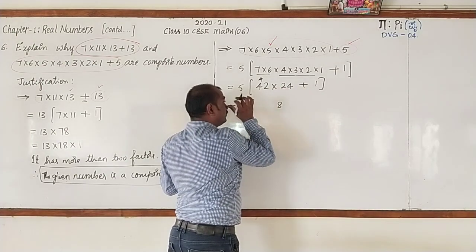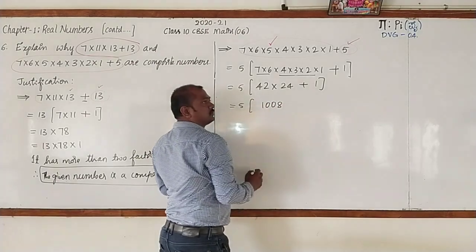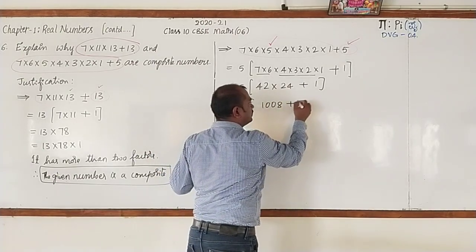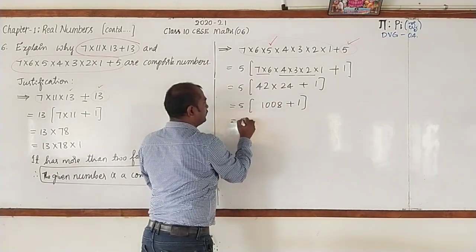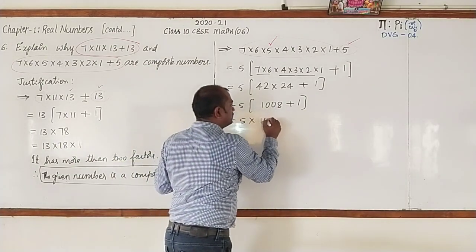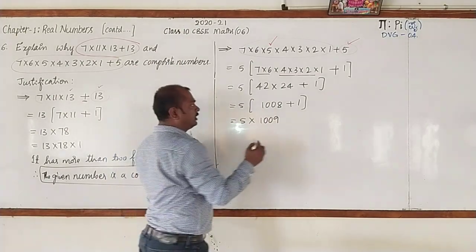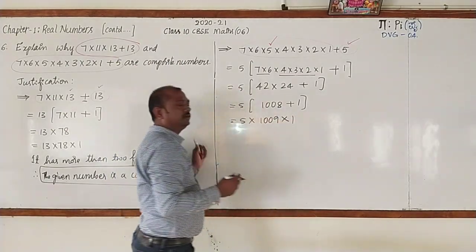Then 24 4s are 96, 96 plus 4, 100. It is 1008 plus 1. It is equal to 5 into, what is 1008 plus 1? It is 1009. We know that 1 is a factor of all numbers, hence I can write into 1.